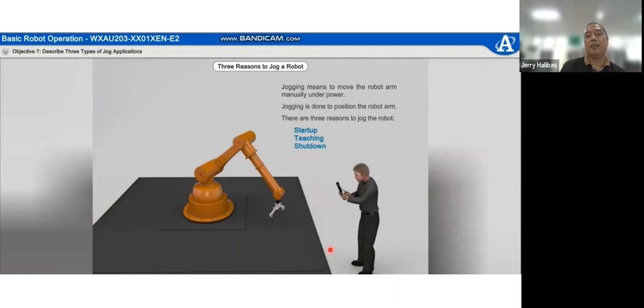So, there are 3 reasons to jog the robot. So, siguro pag-start up. Then another, the next reason is teaching. And lastly is shutdown. Before mo siya shut down, gina-manual jog na mo siya. So, it's home position mo ka.